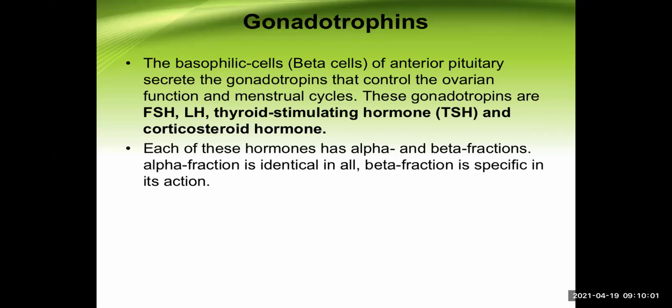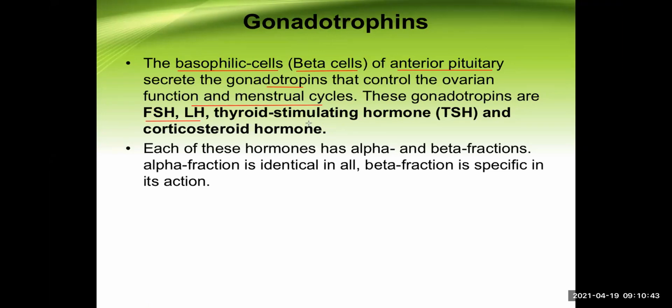Now, after learning something about those GnRHs, let's talk about gonadotropins. From where are these gonadotropins released? They are released from the anterior pituitary gland, by beta cells, also known as basophilic cells, which are a type of cell present in the anterior pituitary. These gonadotropins control the ovarian function and the menstrual cycle. They are FSH and LH most importantly. If you remember just these two, you will get the maximum marks.